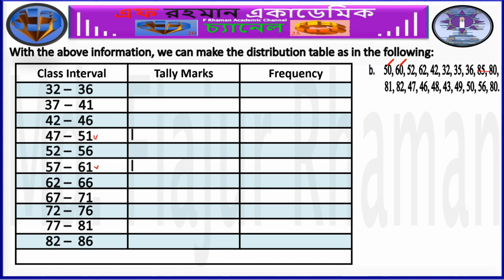In this way, we should write for 52, which is in the class interval 52 to 56, a tally mark is to be drawn. For 62, a tally mark is to be drawn in the class interval 62 to 66. For 42, a tally mark is to be drawn in the class interval 42 to 46.